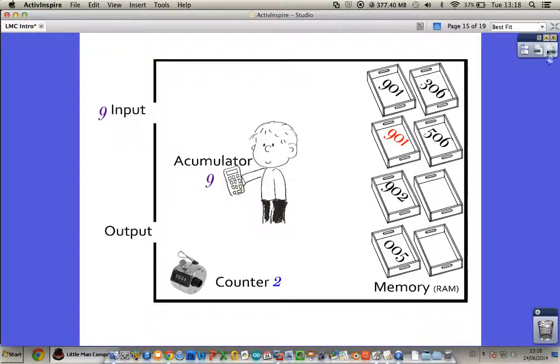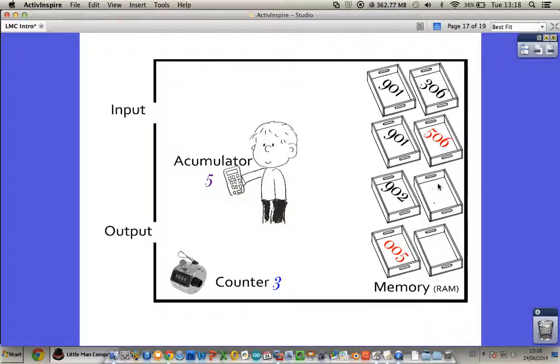So we go along. The next instruction is 506, which is a load command. So I want to load what's in memory slot 6. So here's my memory slot, and that gets put back into my accumulator. So my accumulator has gone from 9 to 5. Now I finished with that instruction, so I move on.